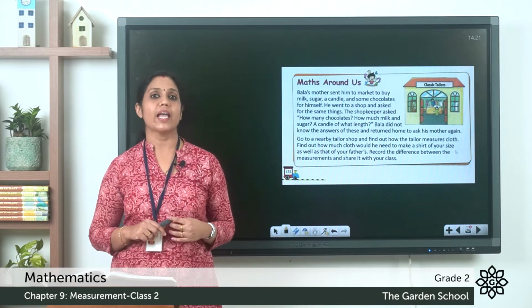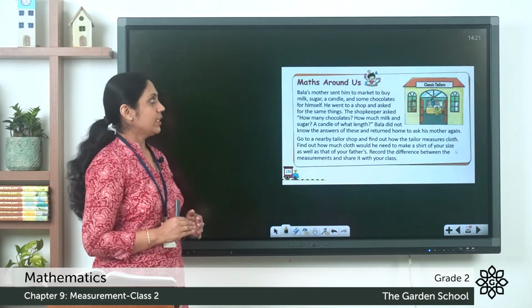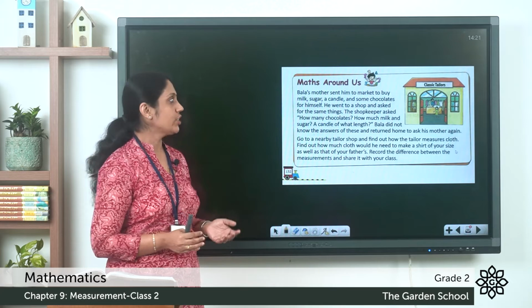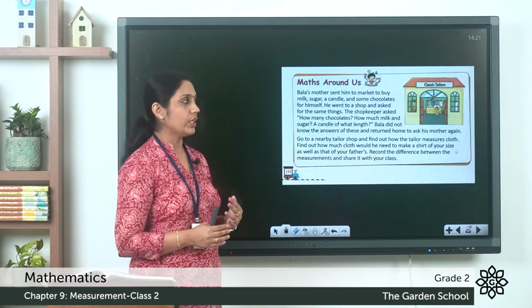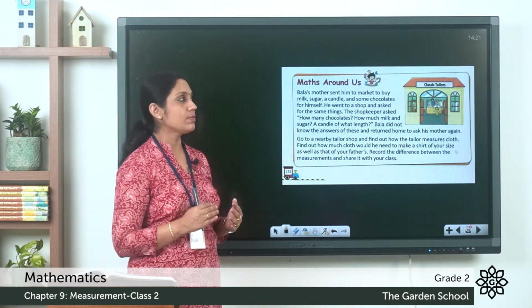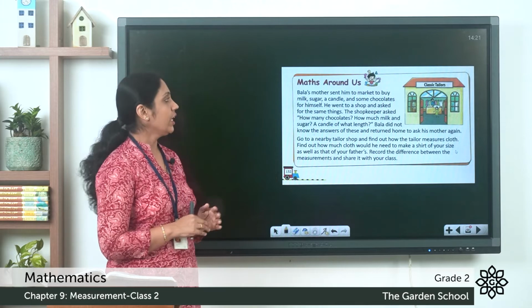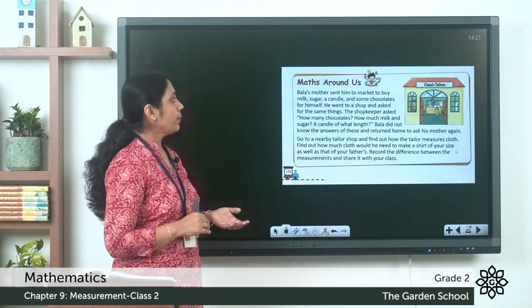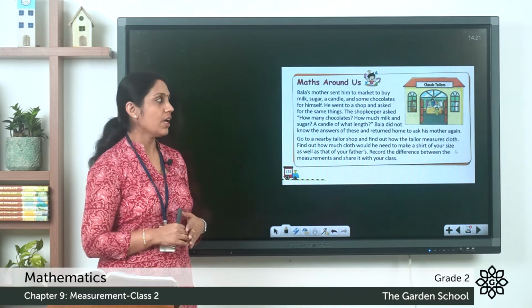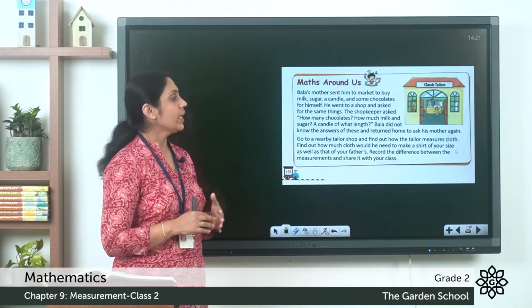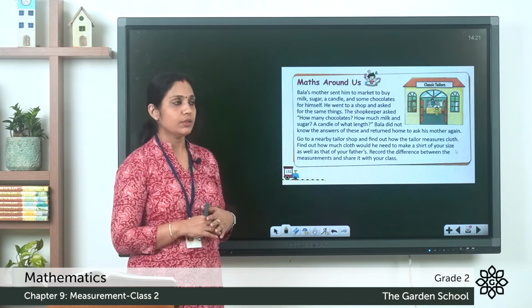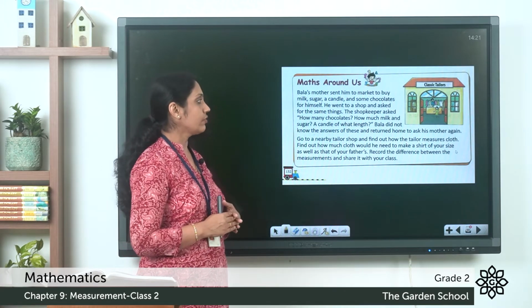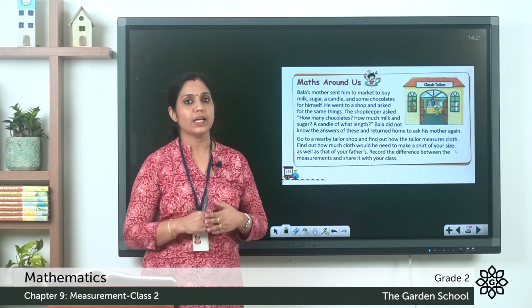Next we have Math around us. Bala's mother sent him to market to buy milk, sugar, a candle and some chocolates for himself. He went to a shop and asked for the same things. The shopkeeper asked how many chocolates, how much milk and sugar, a candle of what length. Bala did not know the answers of these and returned home to ask his mother again.